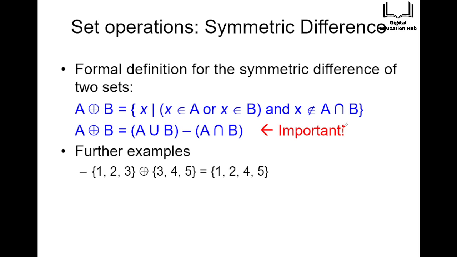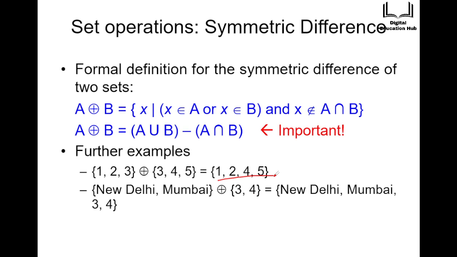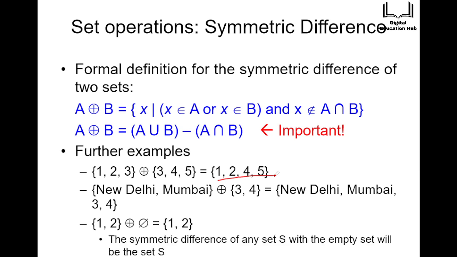So 1 2 3 and 3 4 5, the 3 is common between both the sets, so we will remove that value and the result would be 1 2 4 5. So this is the case. And now in the second case, New Delhi, Mumbai and 3 and 4, here the symmetric difference's result would be, you write down all the elements without the common element. Same goes with 1 comma 2, symmetric difference with the null. So here the result would be 1 comma 2.